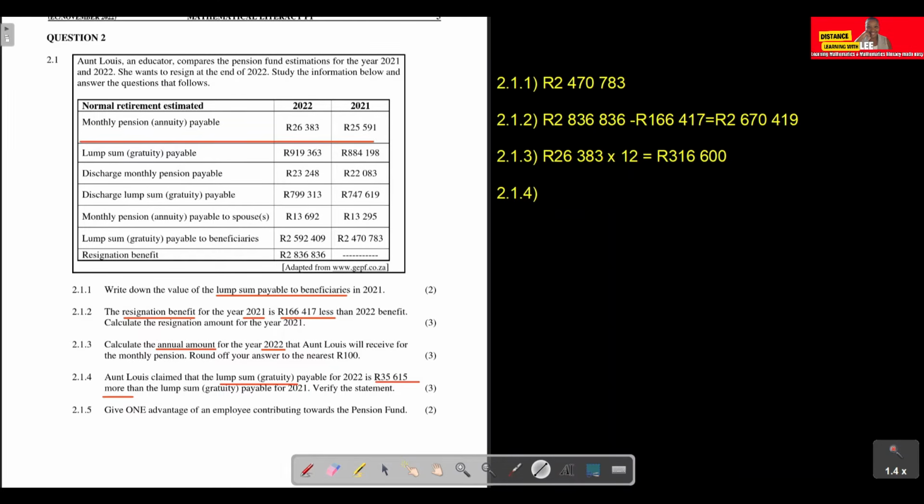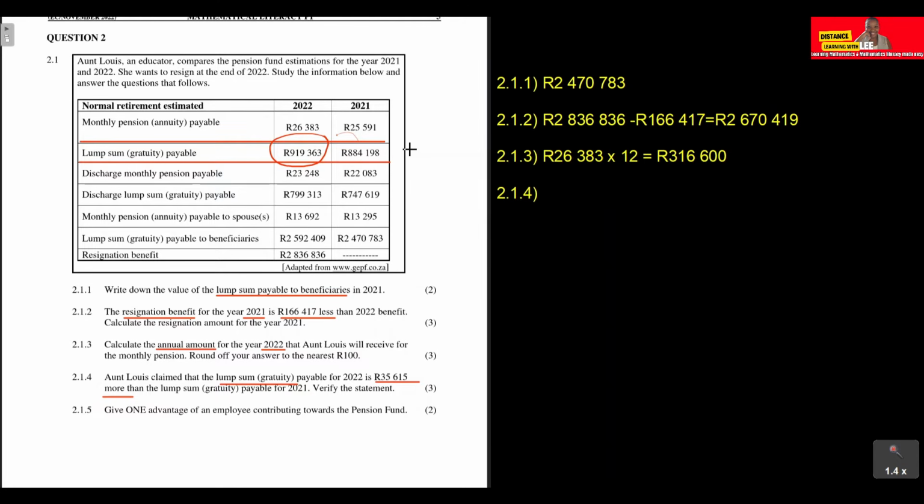Okay, that is what we're focusing our attention on, that row there. She is basically claiming that the amount for 2022 is actually 35,615 Rand more than this amount. How can we basically check whether a statement is correct?